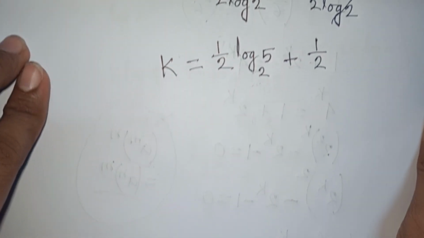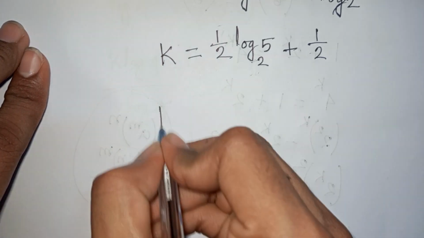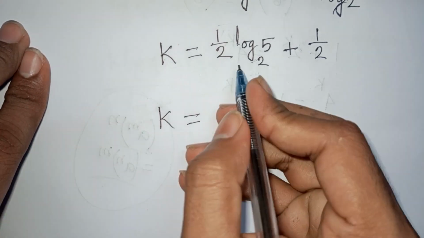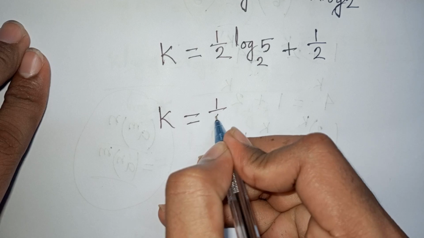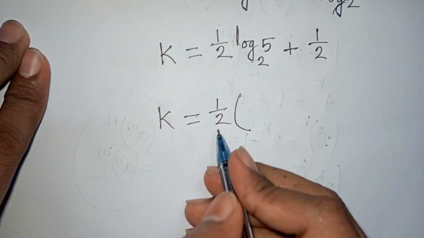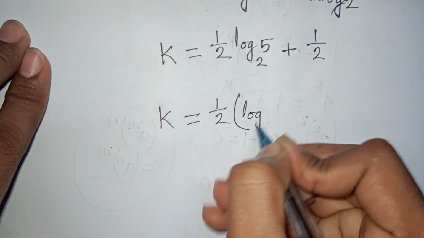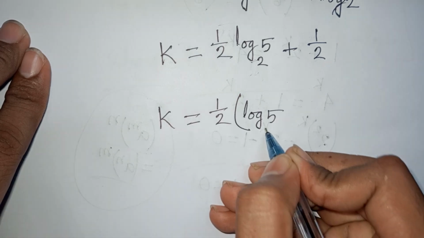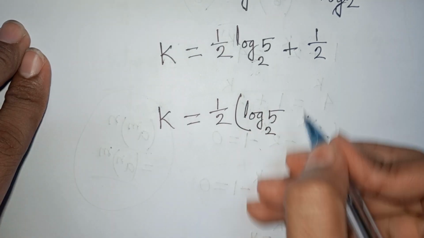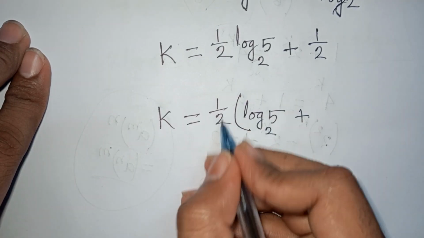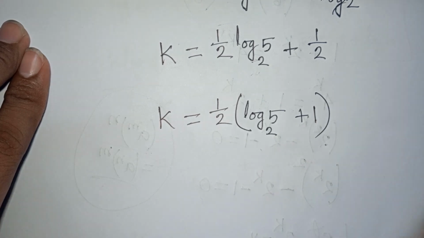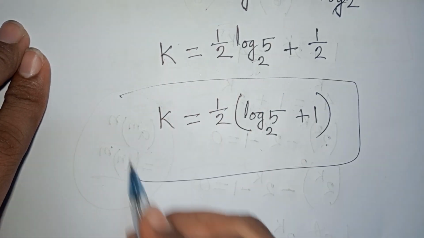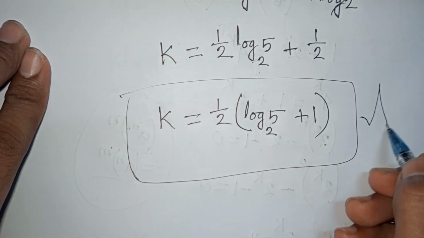Now k will be equal to, now we see 1 by 2 is common, so 1 by 2 is out of the bracket, this divided by this, that means it will be log 5 base 2, then plus 1 by 2 divided by 1 by 2, that means 1. So this is the value of k, so this is our final answer.